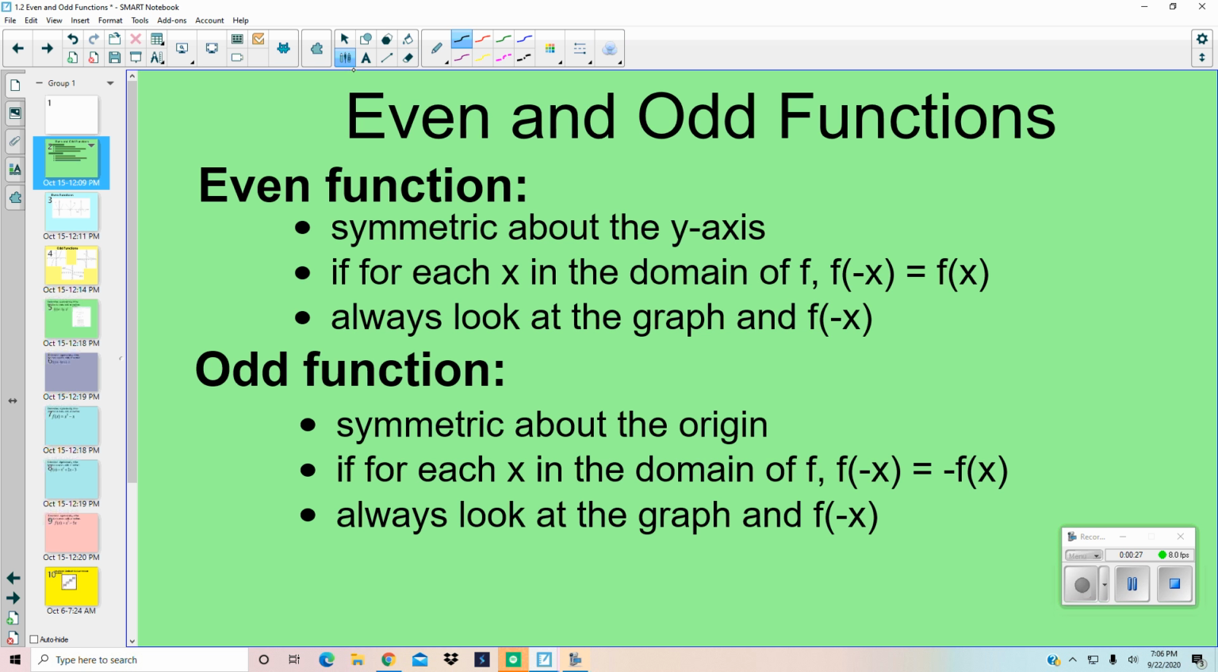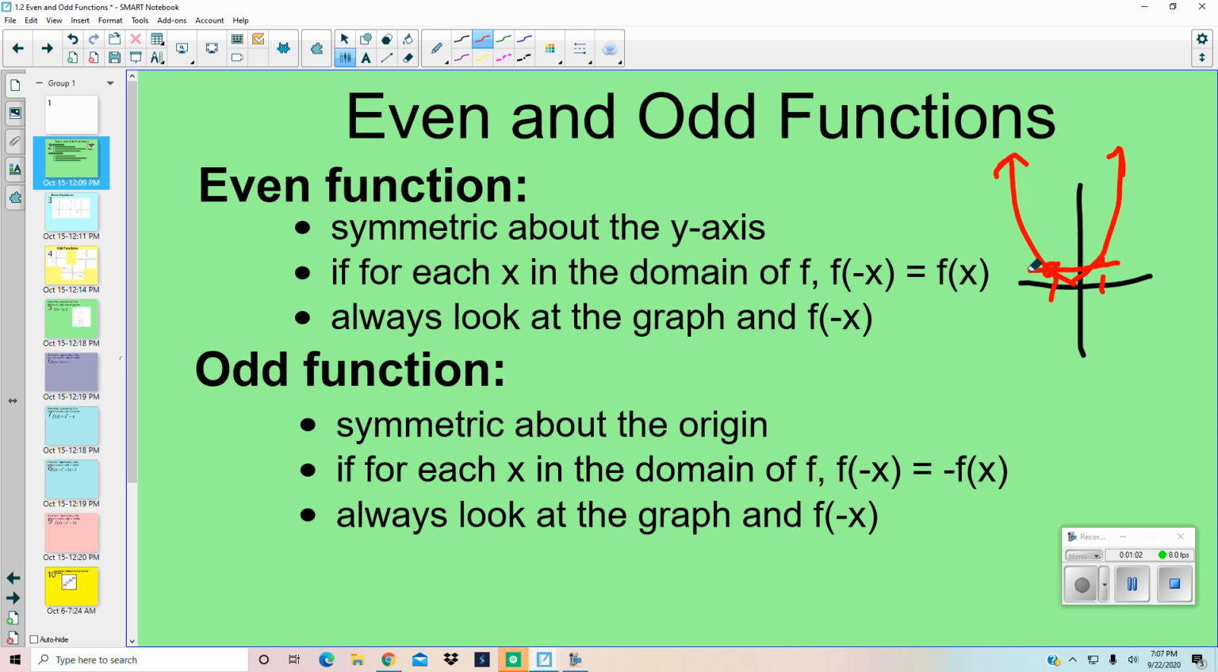If I have a parabola that has a vertex right on the y-axis, then every positive x value is going to have the same y coordinate as every negative x value. So they would line up horizontally like that. Also, you can see the symmetry if I rotate it around the y-axis, it will land on the other side. Okay, so you always have to look at the graph and what's happening when you plug in negative x.